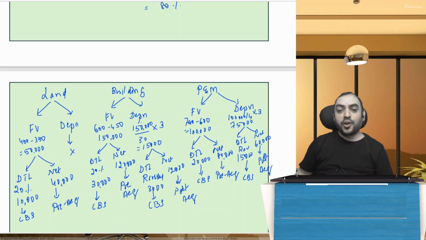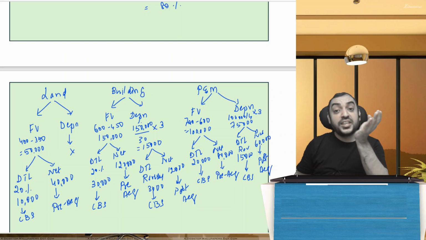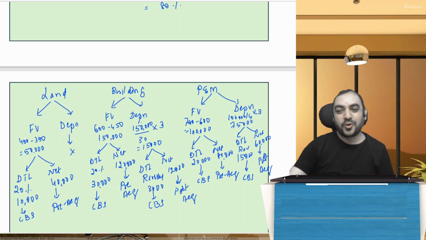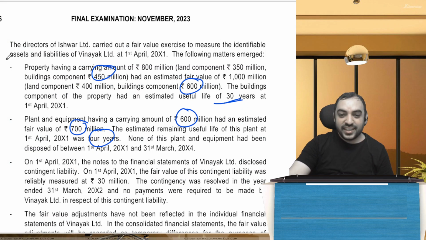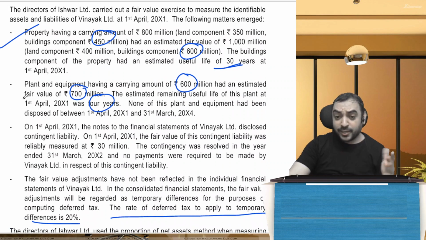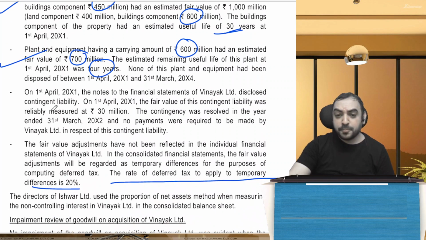So this is the treatment of what will happen to an asset when revalued and there is deferred tax impact, which we usually used to ignore in other problems while doing them in our classes. Okay, so land and building is done, plant and machinery is done.